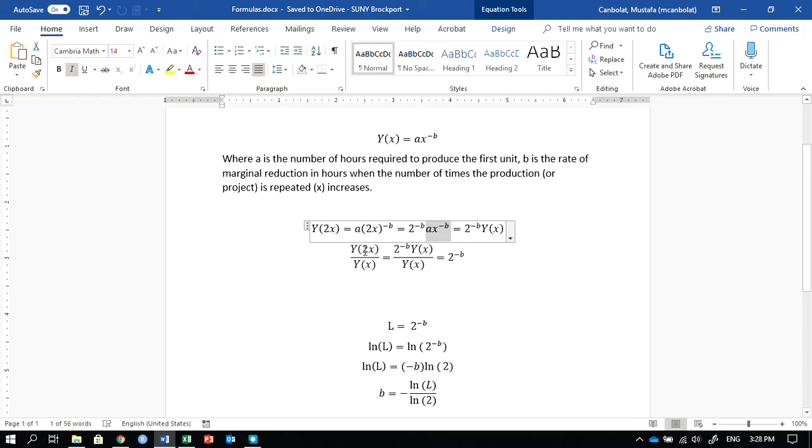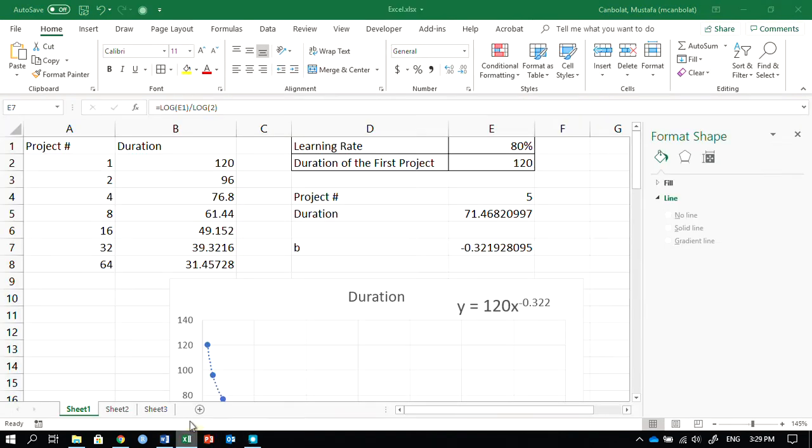So that means when we go from yx to y2x, or y2x to yx, if I just get the ratio of those two values, I can see that the ratio is a fixed amount, that's 2 to the negative b. So what does it mean? It means that here 96 over 120, 76.8 over 96, 61.44 over 76.8, these are all the same numbers, okay? The same number.